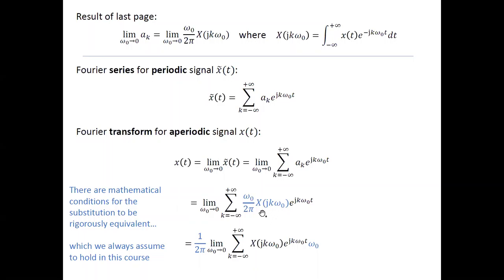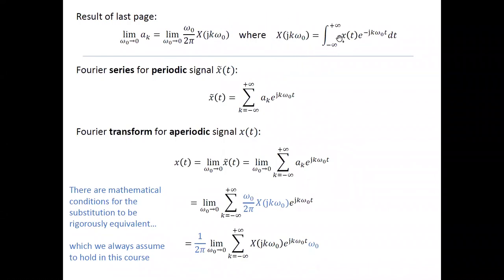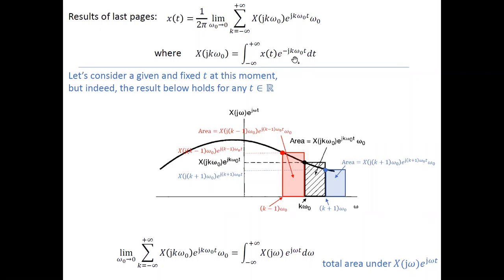And then the next operation is just for our further convenience. We split 1 divided by 2 pi, put it in front. We split the omega 0, put it afterwards. Everything else keeps the same. So now let's keep this result in mind. We expressed x of t as this limit of an infinite sum involving capital X, involving exponential jk omega 0 t. I just copy what we got last page. And the other thing we copied down here is the definition of this notation, from the page before the last page.